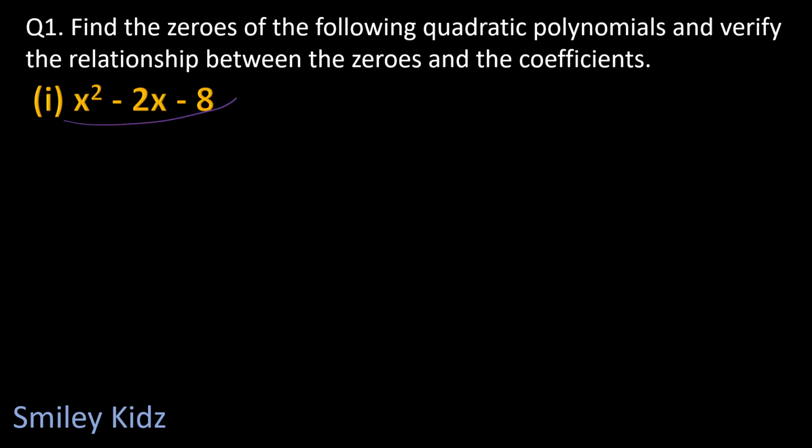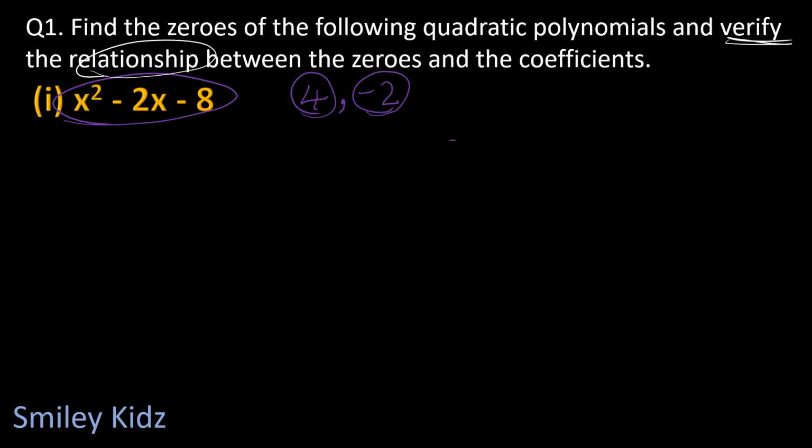So what are the zeros of x square minus 2x minus 8? 4 and minus 2 are the zeros of this particular quadratic polynomial. Now wait, we are not yet done with the question. They are asking us to verify the relationship between zeros and the coefficients.